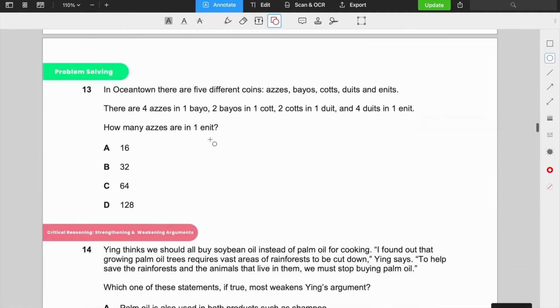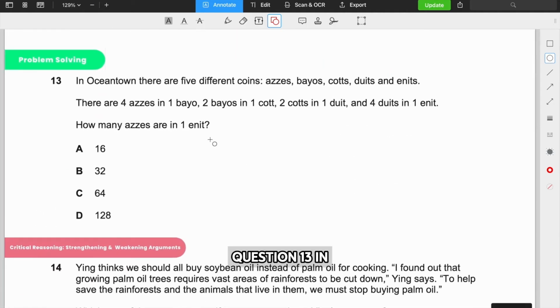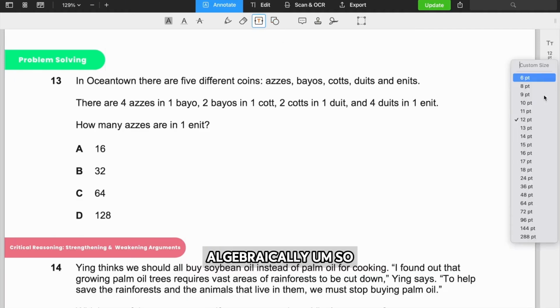All right. Okay, question 13. In Ocean Town, there are 5 different coins, as is values. I'm just going to say A, B, C, D, E. So this you can just solve algebraically.